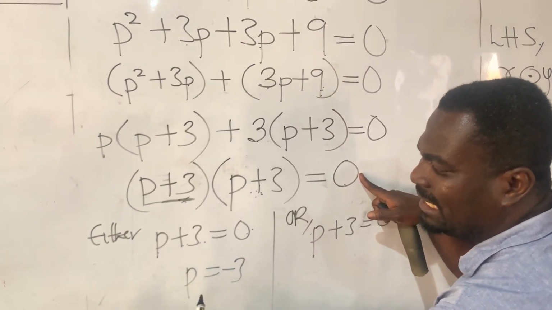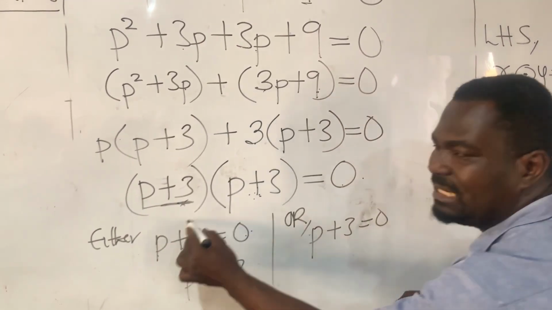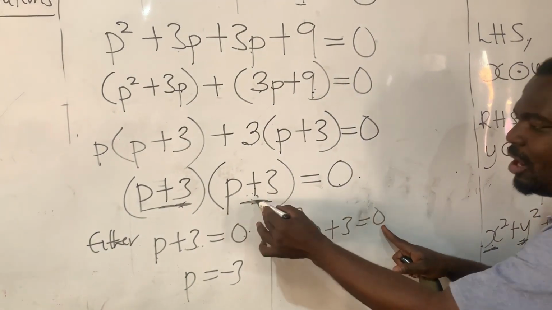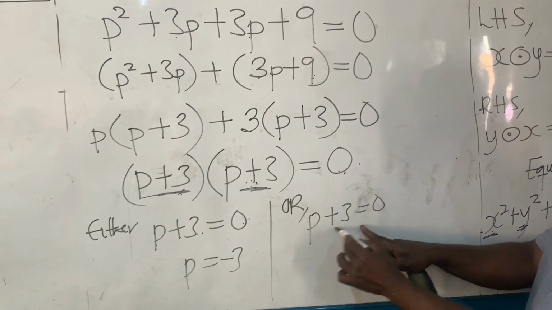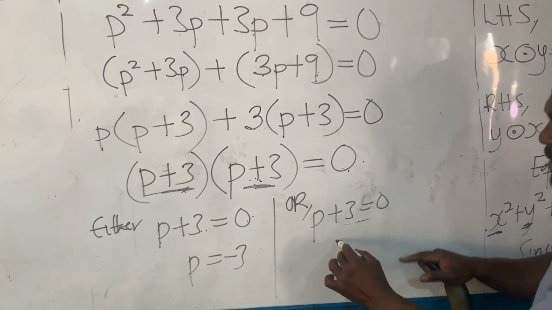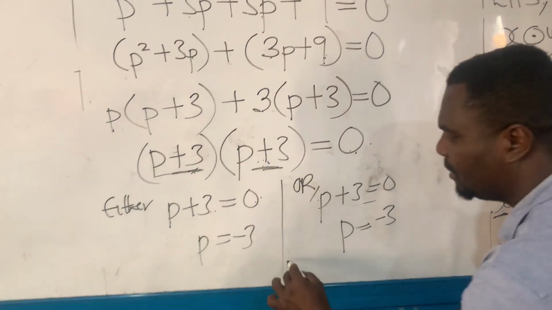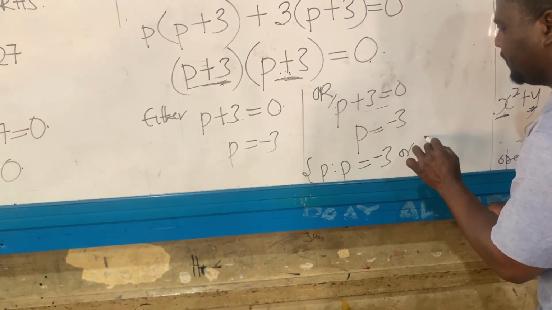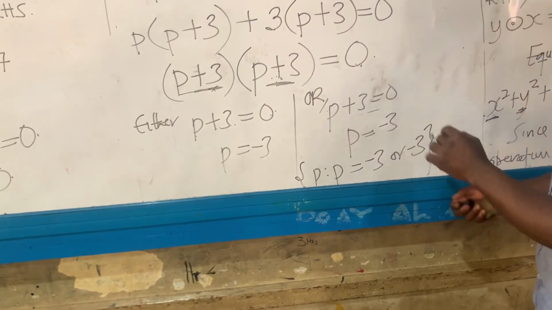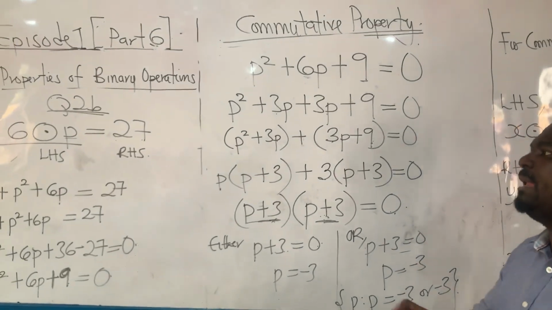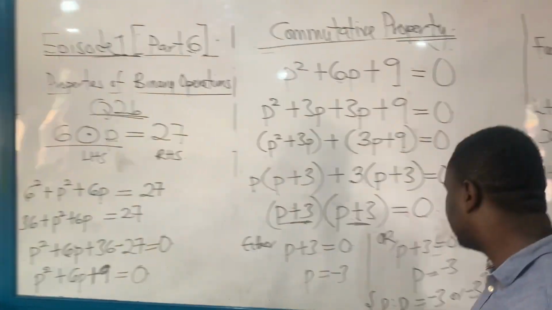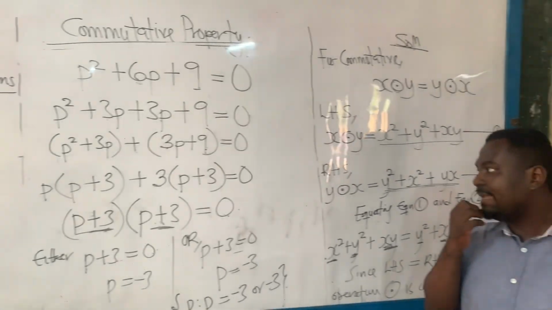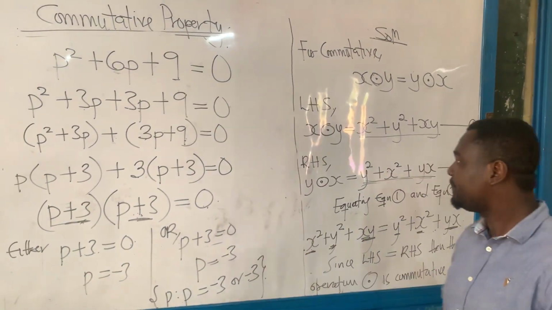Then you make P the subject. So P is equal to negative 3. Or the second number, which is what? P plus 3 also equated to 0. So you form an equation with that, then you make P the subject. So we are getting P as negative 3 or negative 3. So our P in this binary operation is negative 3.